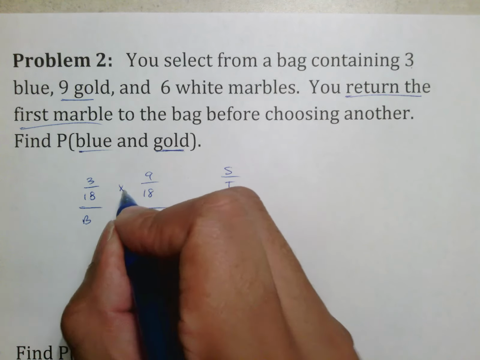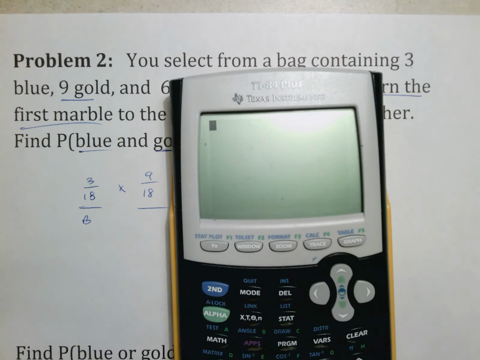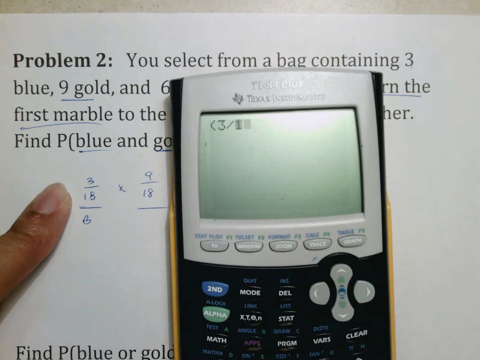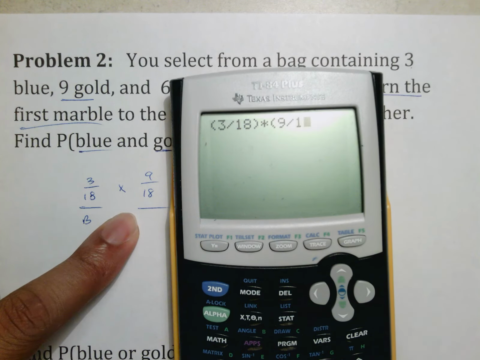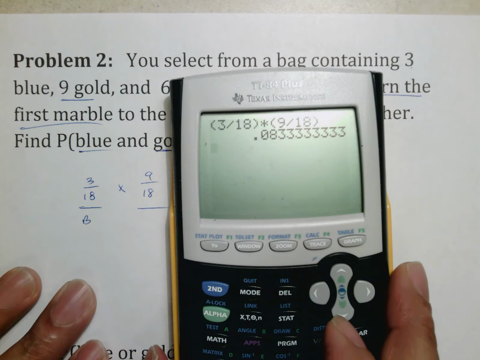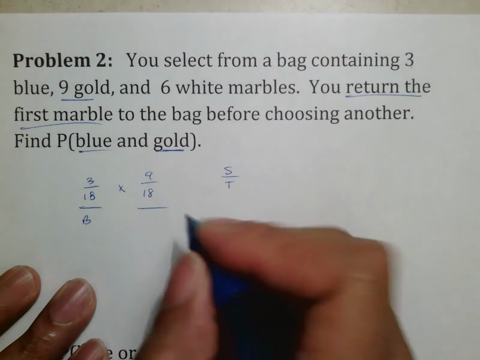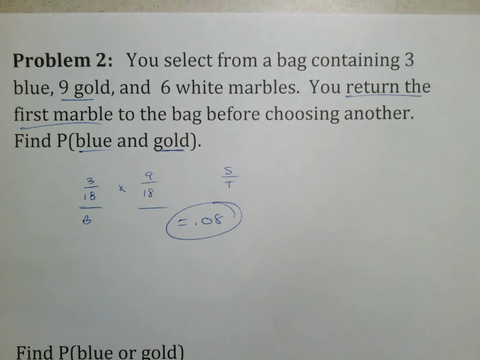So now what I'm going to do is multiply those 2 numbers the way that you've been taught, which is, if you're going to use your calculator, use parentheses. So 3/18, 3 divided by 18, times 9 divided by 18 equals, and then I guess we can leave it as a decimal because that's what we want anyway, and our answer is 0.08. That is the probability of selecting a blue and gold marble.